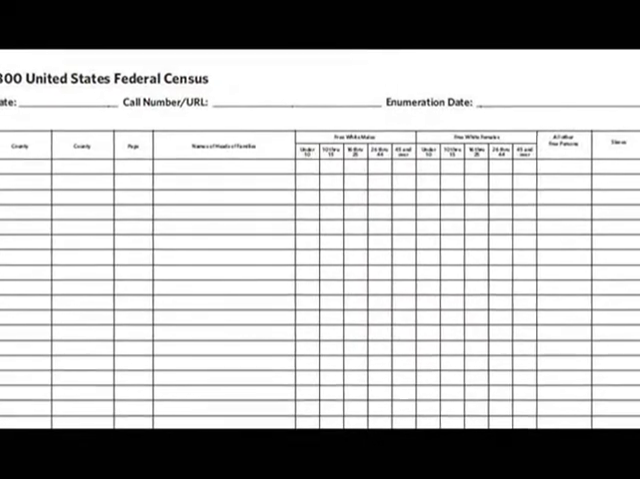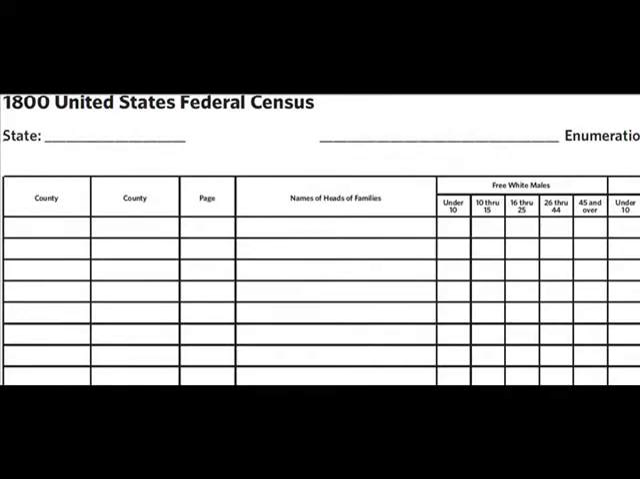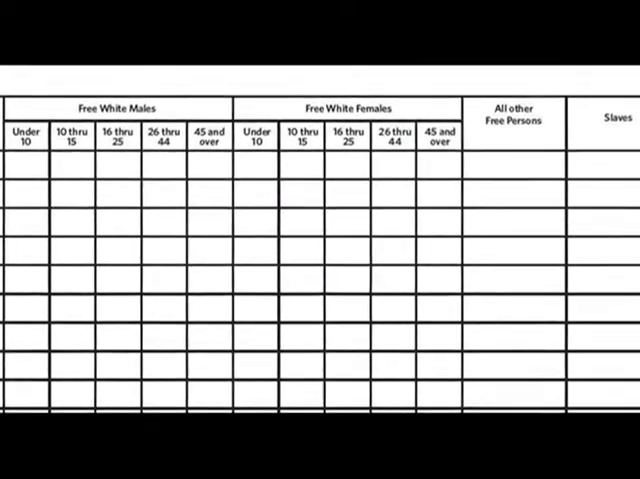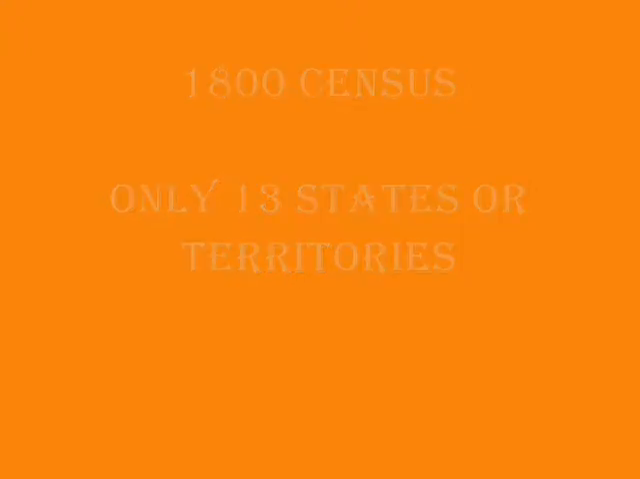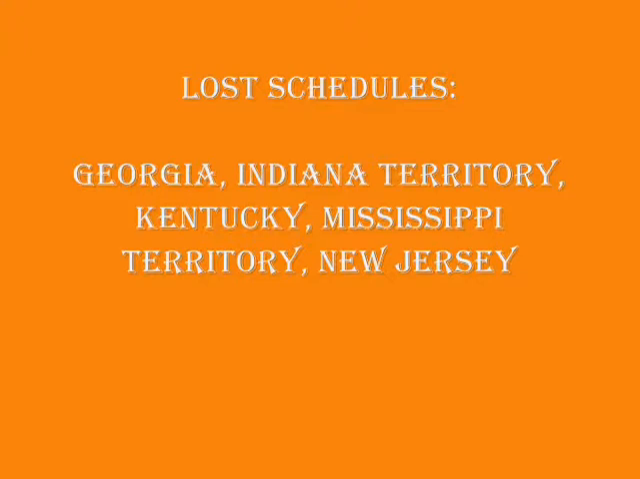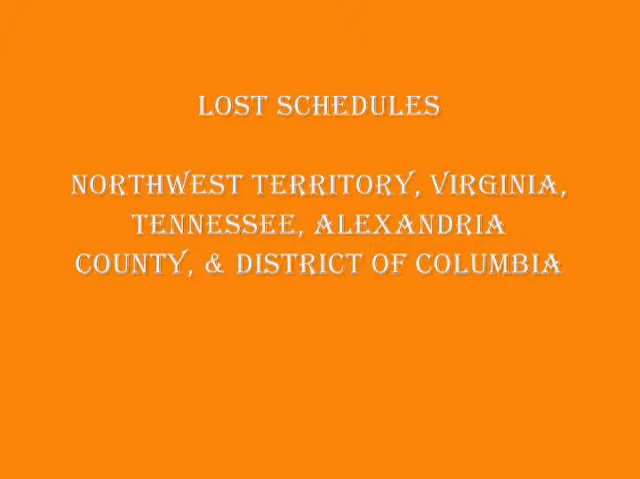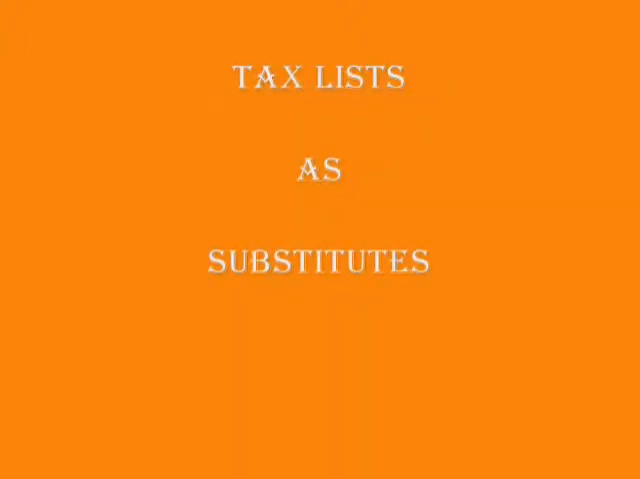In 1800, citizens were also listed by heads of household, but note that the age ranges are wider than in subsequent years. Also note that only 13 states or territories are represented in the 1800 census. Schedules survive for only those areas. There are lost schedules, such as those for Georgia, Indiana Territory, Kentucky, Mississippi Territory, New Jersey, Northwest Territory, Virginia, Tennessee, and Alexandria County, District of Columbia as well. Some of the schedules for those states have been recreated by various individuals who've been using tax lists and other records to recreate those years.